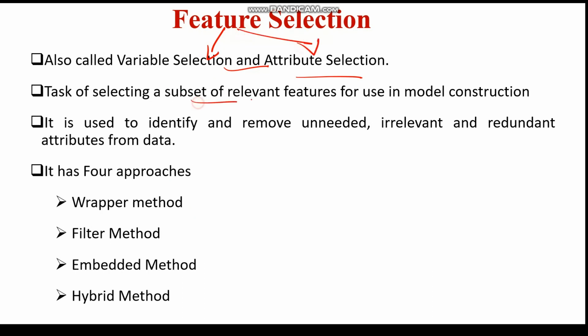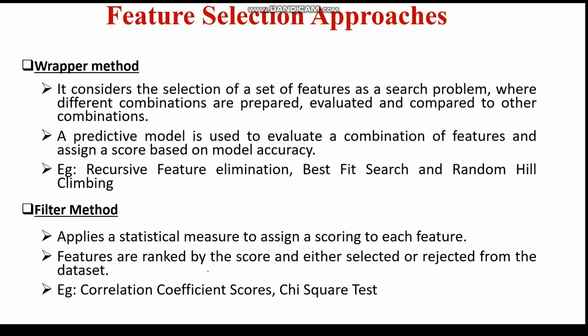It is the task of selecting a set of relevant features for use in model construction. It is used to identify and remove irrelevant and redundant attributes. And we have four approaches for performing feature selection: wrapper method, filter method, embedded method, hybrid method.